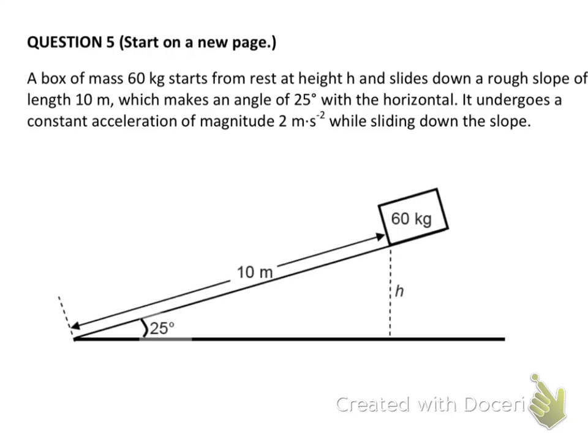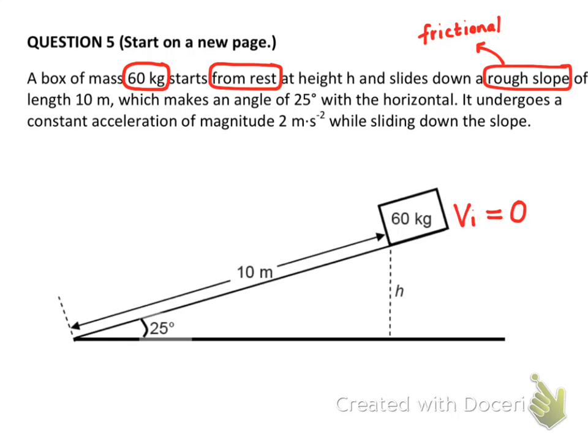Right, let's look at question 5. This is the inclined plane question to do with work, energy, and power. So we have a box of mass 60 kilograms, and it starts from rest. So that is an indication that the initial velocity is 0 at a height h, and slides down a rough slope. Once again, that tells us that there are some frictional forces at play here.